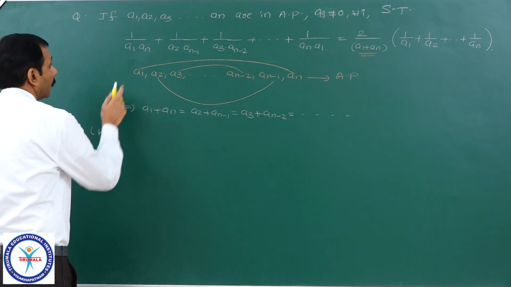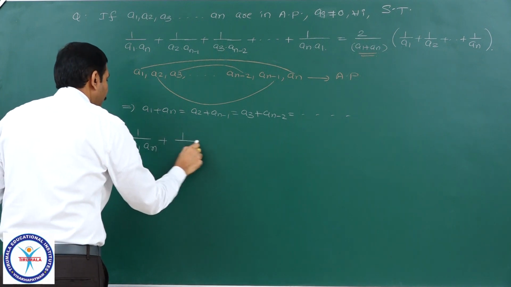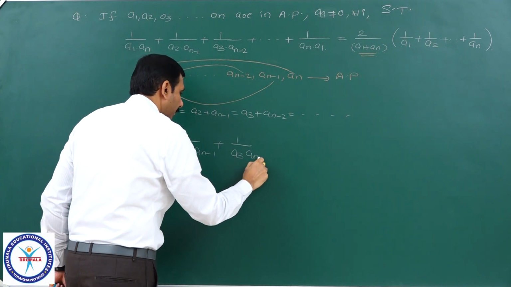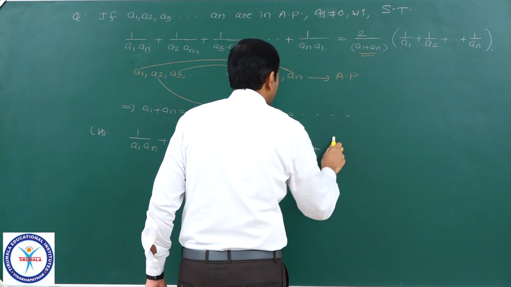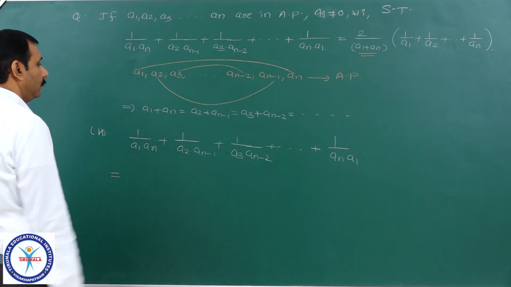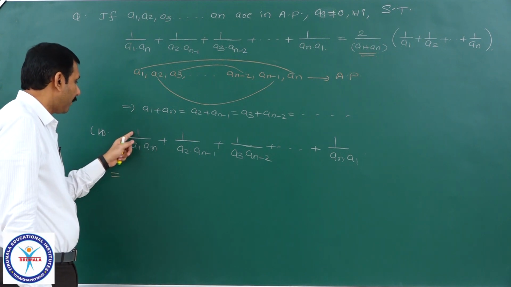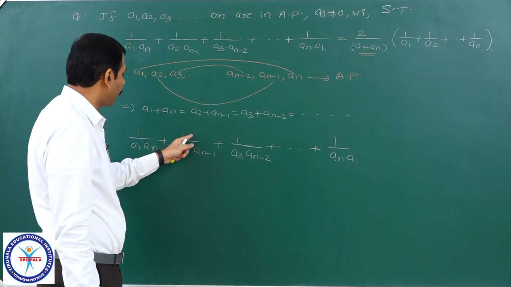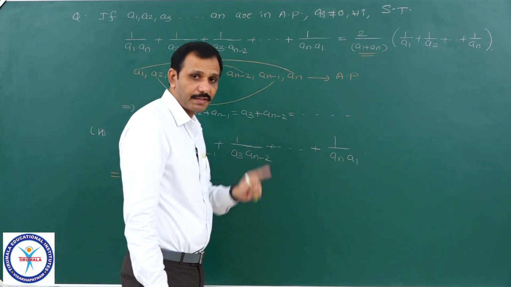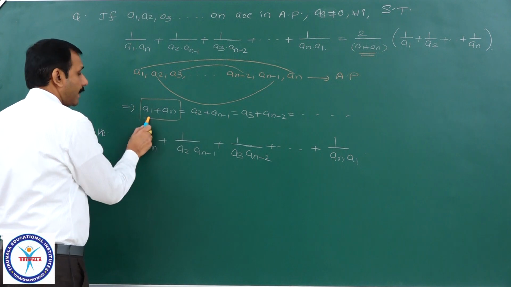LHS of the given problem: 1 by a1 into an plus 1 by a2 into an minus 1 plus 1 by a3 into an minus 2 plus and so on plus 1 by an into a1. Now you see this. It is equal to, because here a1 into an is there, in the numerator I will write the sum of these two; here in the numerator I will write the sum of these two, and so on. But all those are equal, and equal to a1 plus an.